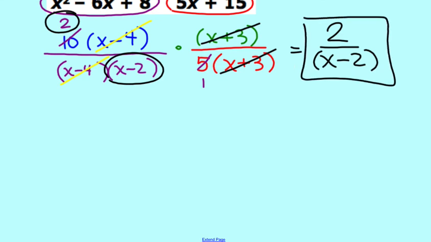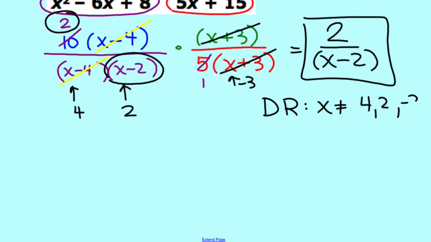There's my final answer. Domain restriction. There are a few of them here. x cannot be 4, 2, or negative 3.